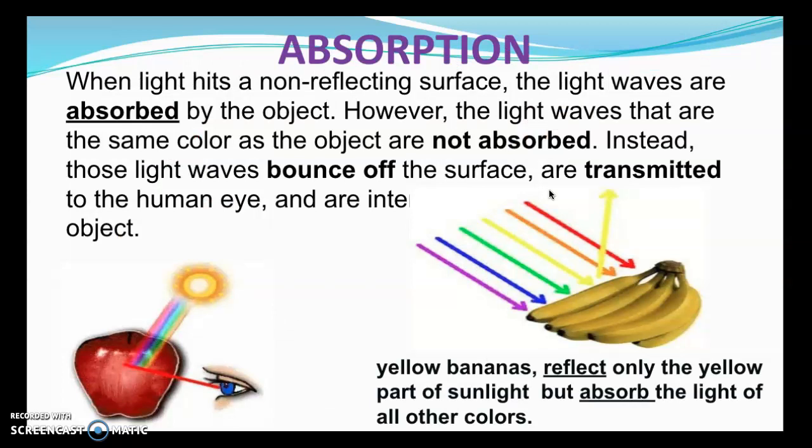Okay, so a little bit more of a definition or a fleshing out of this idea of what absorption is. When light hits a non-reflecting surface, the light waves are absorbed by the object. However, the light waves that are the same color as the object are not absorbed. Instead, those light waves bounce off the surface, are transmitted to the human eye, and are basically interpreted by the brain of the person based on the object. I'm sorry, it's cut off there.